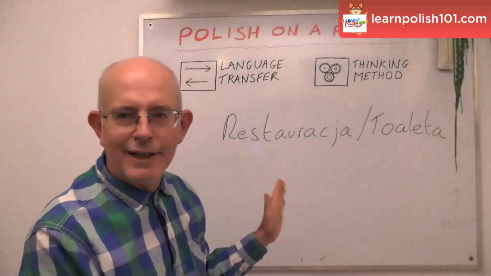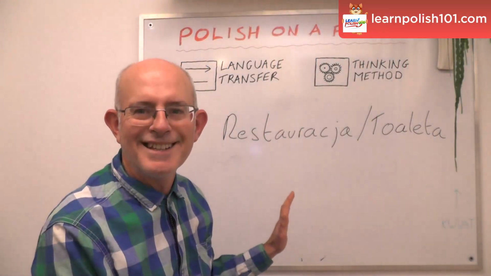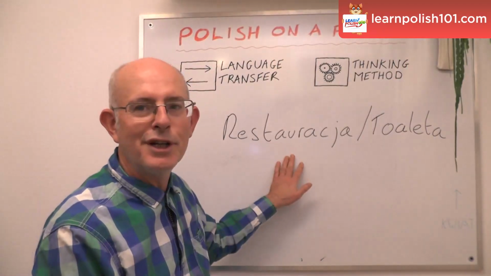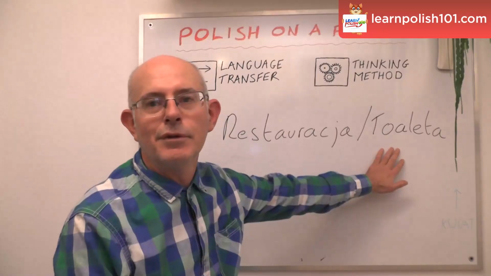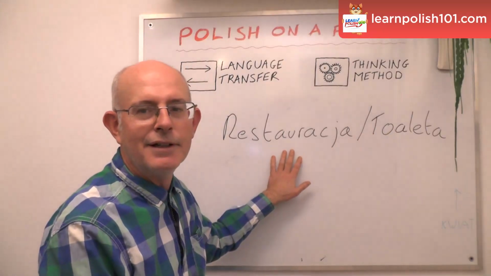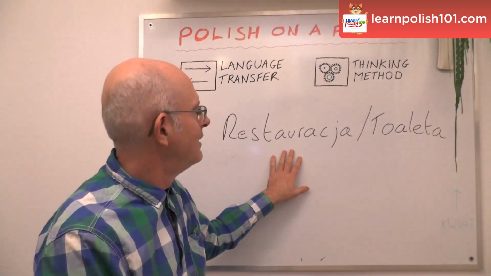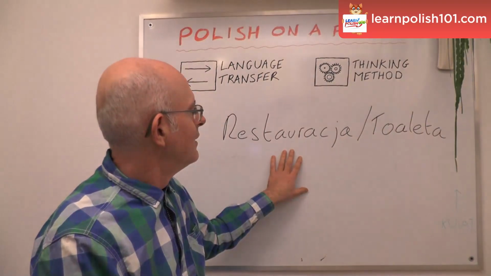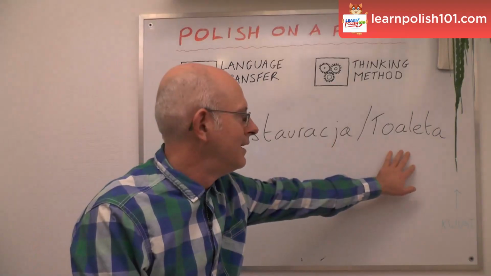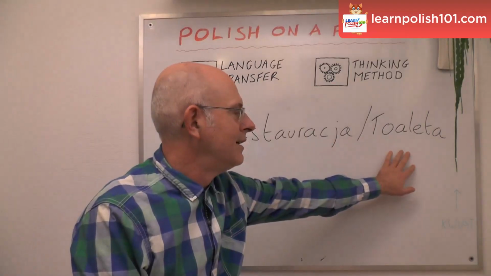Okay, two other keywords, locations that you'll need to ask where is. A restaurant for when you're hungry and a toilet for when you want the toilet. So let's start just by listening to restaurant. Restauracja. And to toilet. Toaleta.